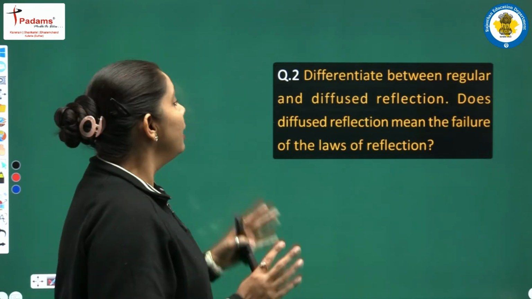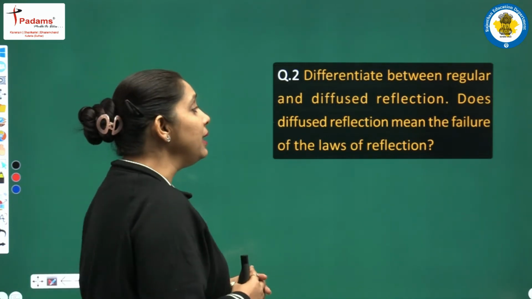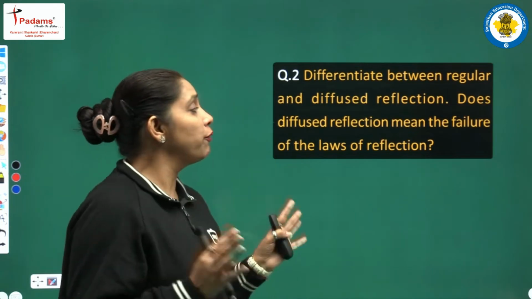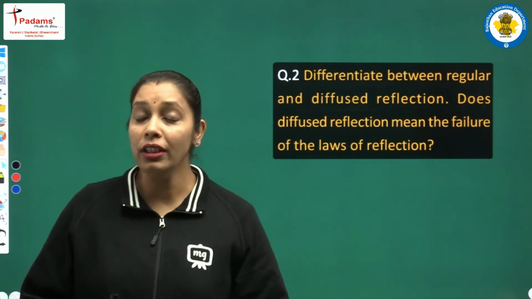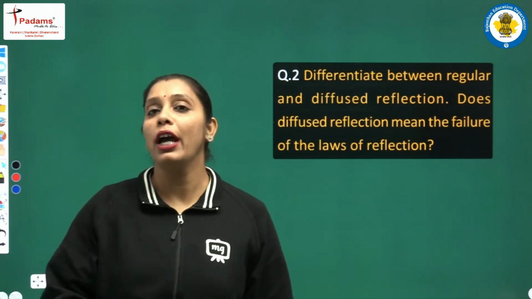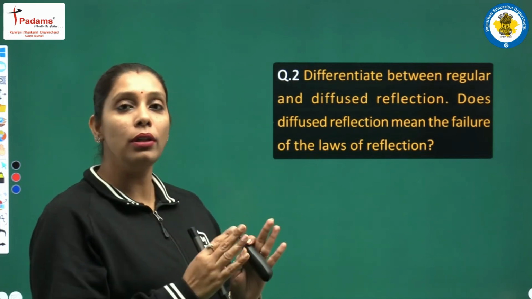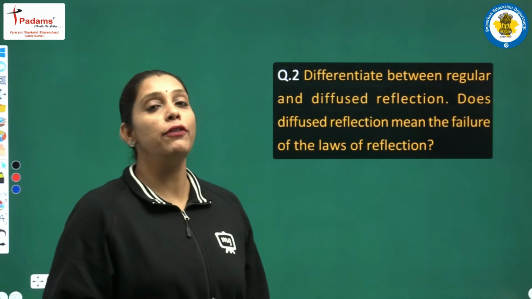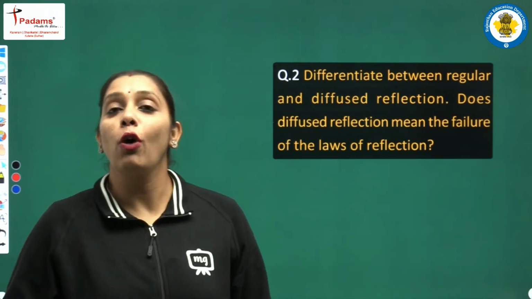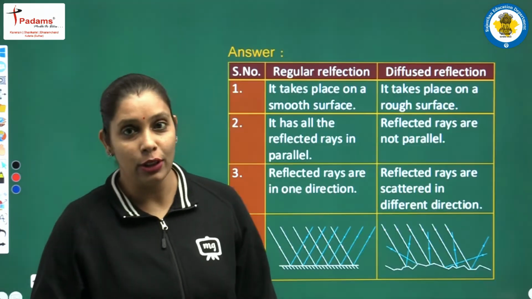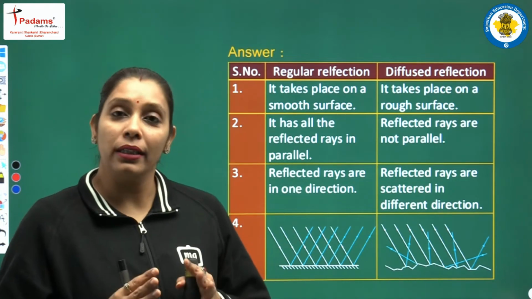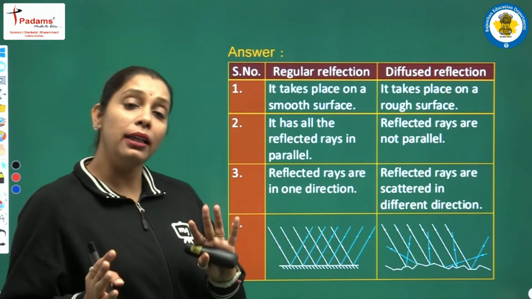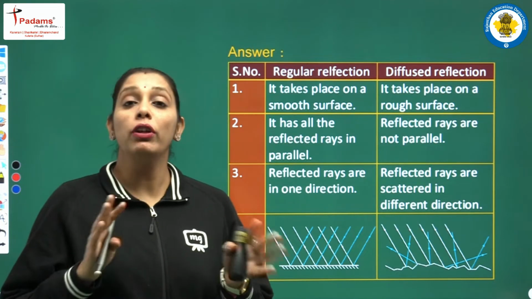Move to the next question, and the next question is, differentiate between regular and diffuse reflection. Does diffuse reflection mean the failure of the laws of reflection? So there are two questions. First we have to differentiate between regular and diffuse reflection, and we know that whenever we differentiate, we always prepare a table. So first we have to make a table, and by making the table we will differentiate.